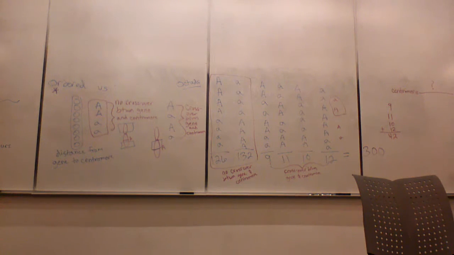So we get 42. What do we do with that? How would we get a frequency of recombinants that are occurring between centromere and gene A? Divided by the total.